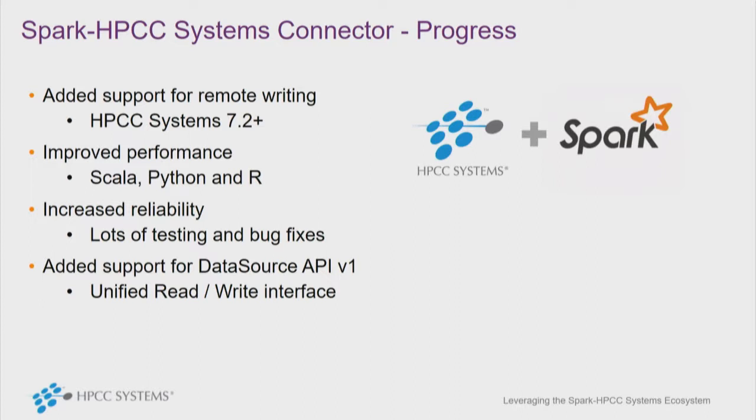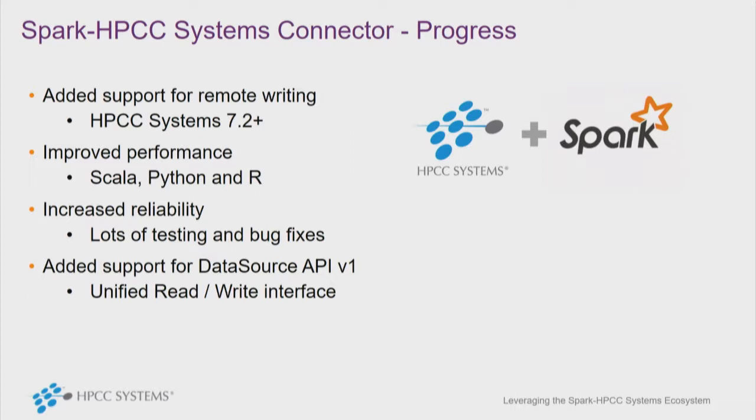And we've also been doing a lot of testing internally. We've had data science teams using this system, so we've been using it quite a lot, finding bugs, increasing reliability, that sort of thing. So it's a lot more stable than it was last year when we first announced it. And of course, we've introduced Data Source API v1, which is where a lot of that performance came from. And it also gives us a unified read-write interface. So if you're familiar with Spark at all, this is going to seem really familiar. And the examples I'm going to give are using that Data Source API interface.